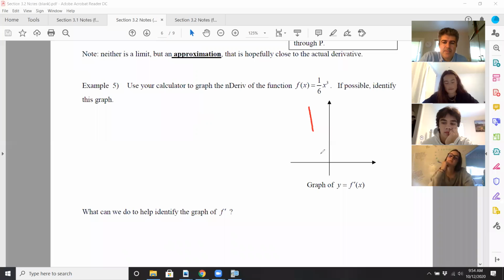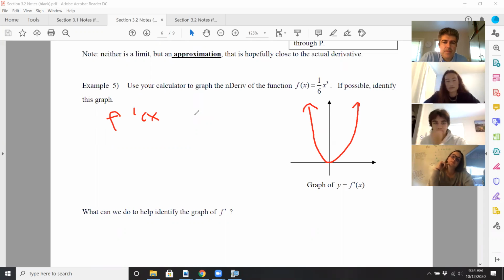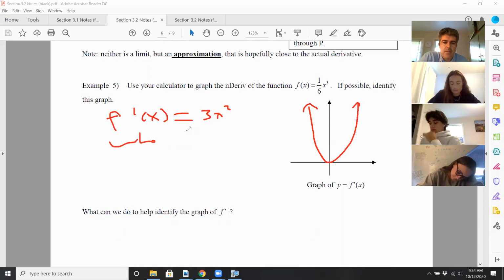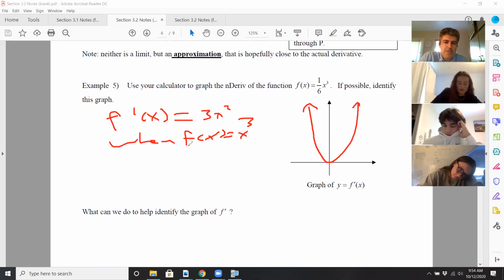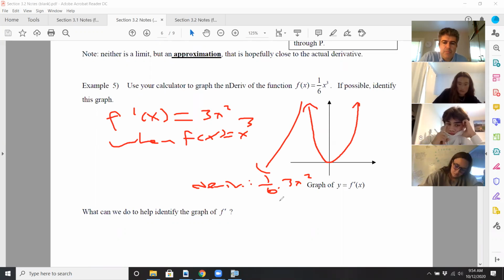So we have this. And if you want to identify it, I know the derivative of x cubed was 3x squared when f of x equaled x cubed. So I probably suspect for this right here, the derivative probably will be 1/6 times 3x squared, or x squared over 2.